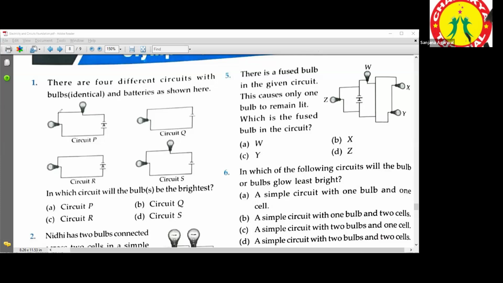Fine. So in circuit R, the bulb will glow the brightest because, first thing, look at the batteries or the cells. In Q and S, we have a single cell, but here we have a double cell, so it forms a battery. Definitely more power, more electric potential, okay? And the same potential will be divided into two bulbs there, but here that complete potential has to be consumed by only a single bulb. So definitely the bulb in circuit R will be glowing the brightest.